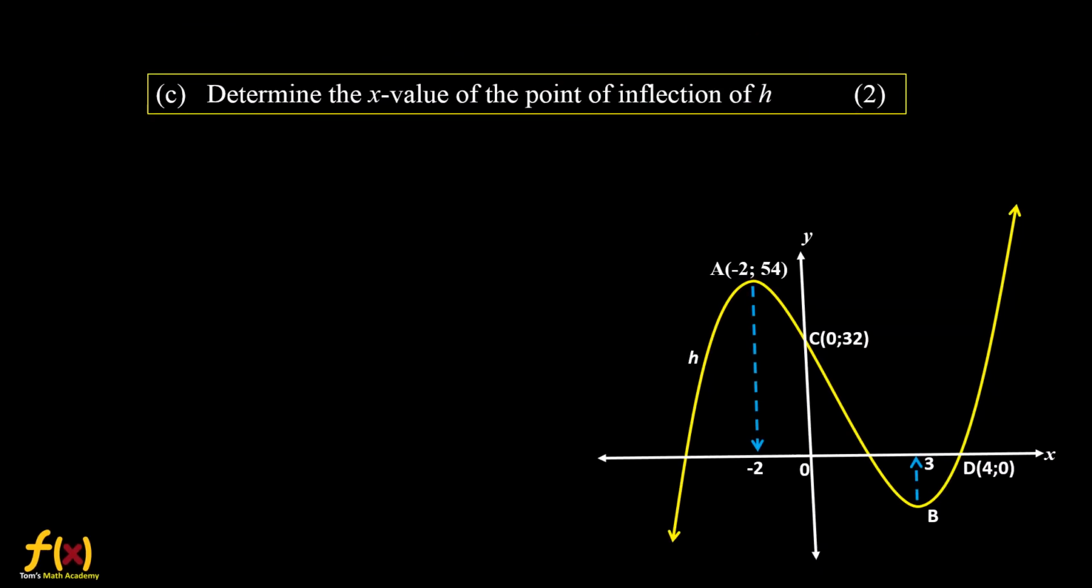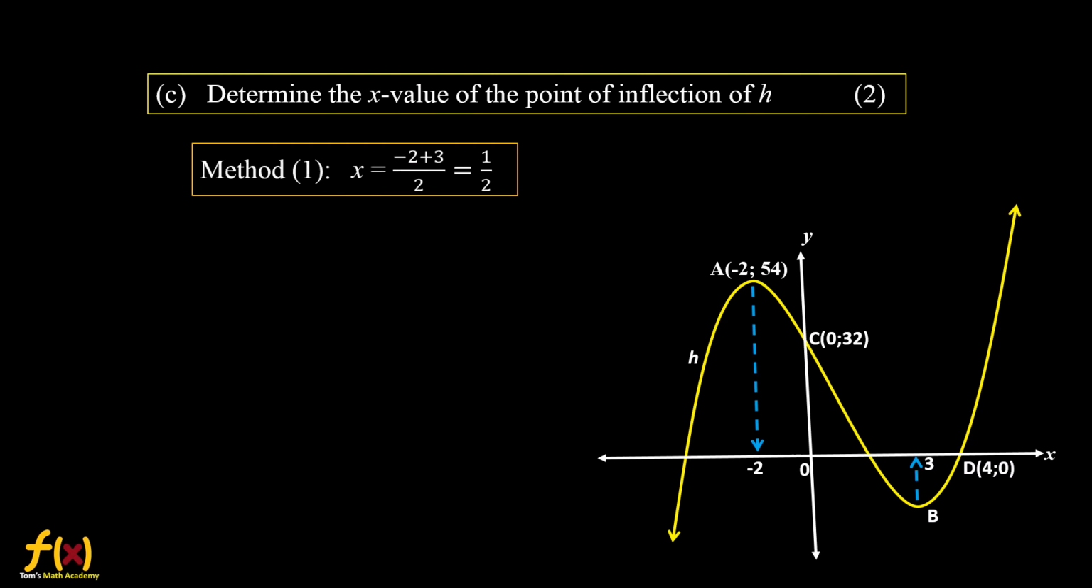Question continues. Determine the x value of the point of inflection. Only 2 marks. X coordinate, only the x coordinate. We must know that the x coordinate of the point of inflection will lie at the middle point of the x coordinates of the turning points. What are the x coordinates of the turning points? Minus 2 and 3. Find the middle point. Then we get the x coordinate of the point of inflection.